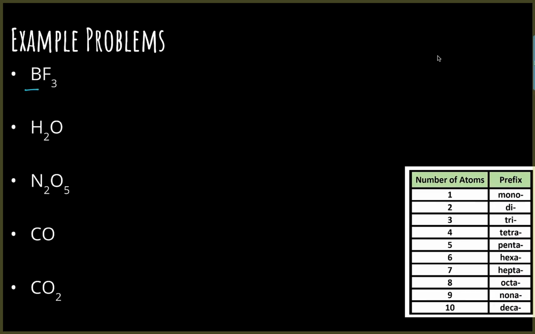Name of the first, prefix and IDE on the second, prefix for the first element if there's more than one. There's only one of the first, so this would just be boron. 3 is tri. Drop the ending, add IDE. So boron trifluoride.